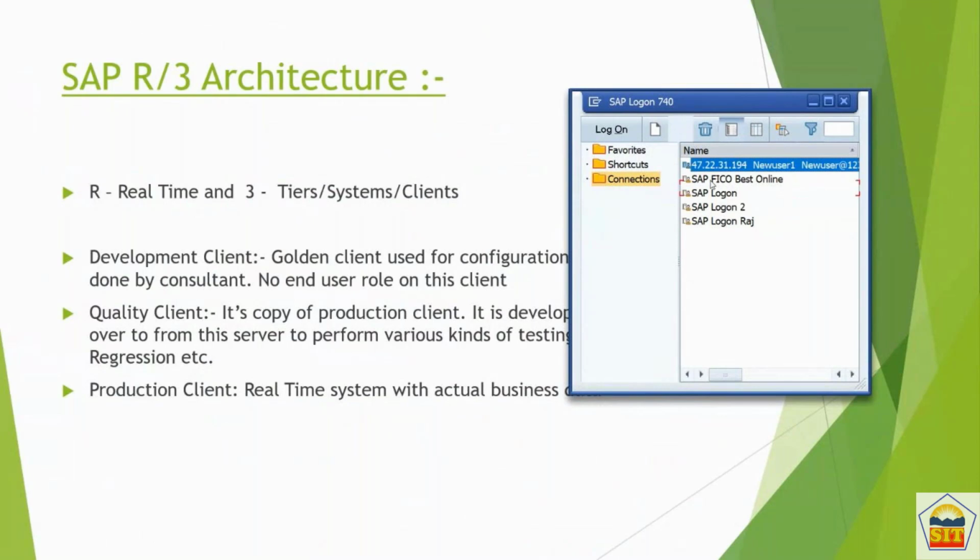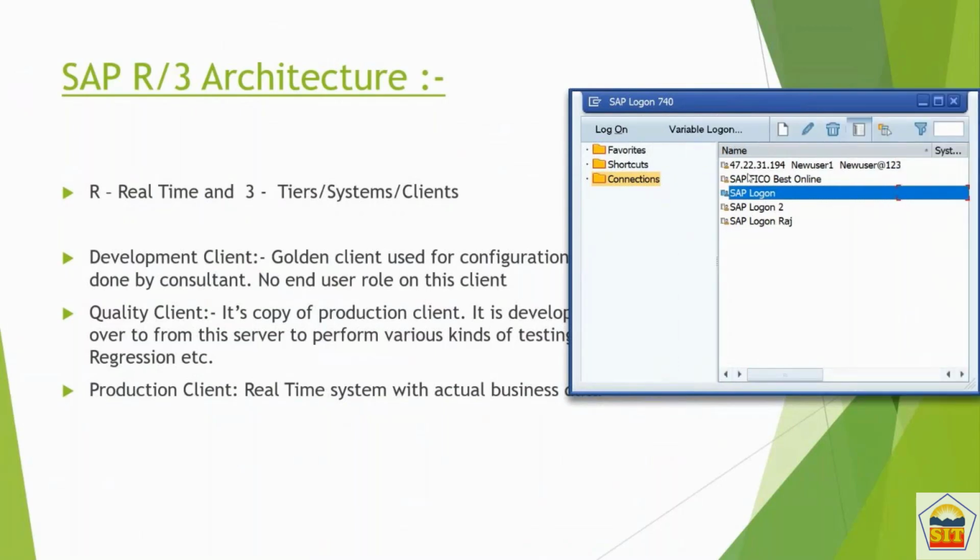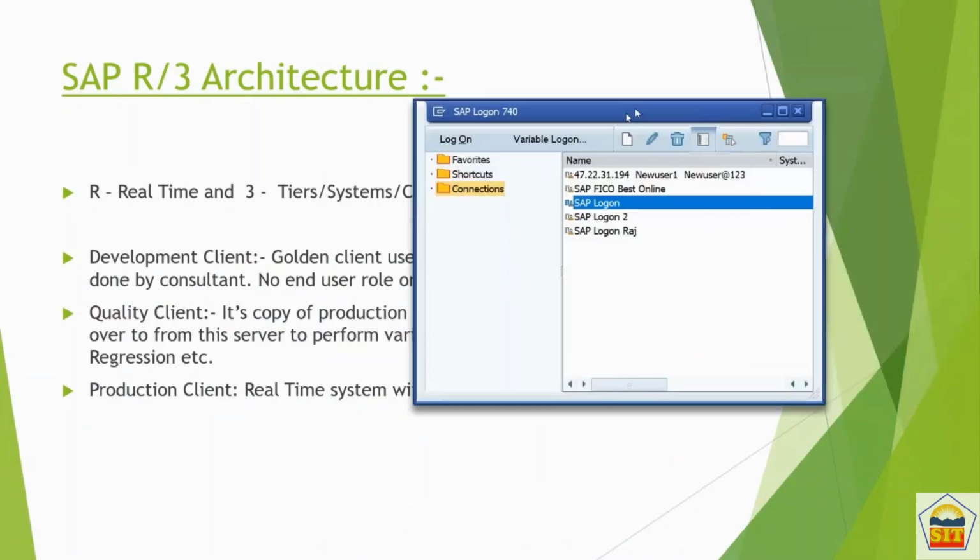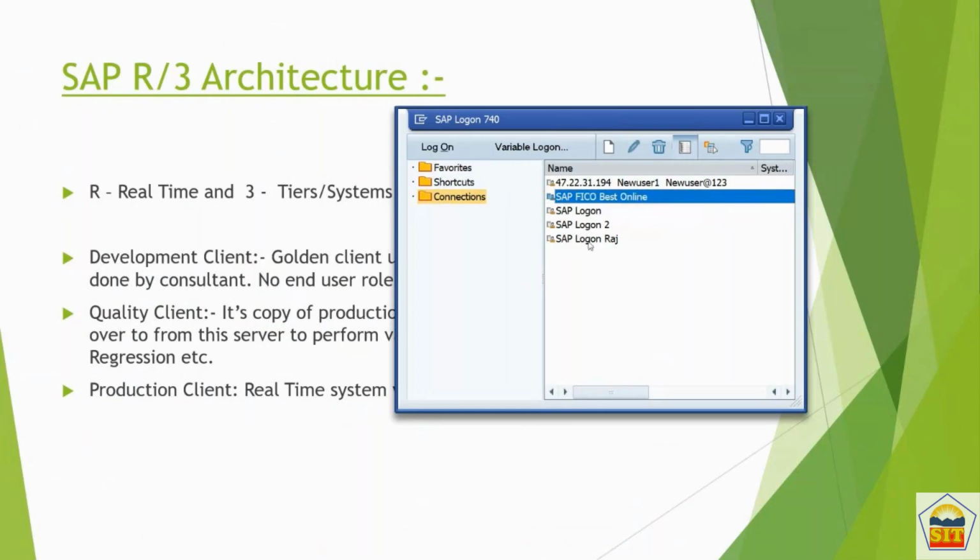Okay, so in real time, I'll just make it here. Different servers are nothing but the different clients we have. So first, let's say this is the development client, then this is the quality client, and this is the production client.